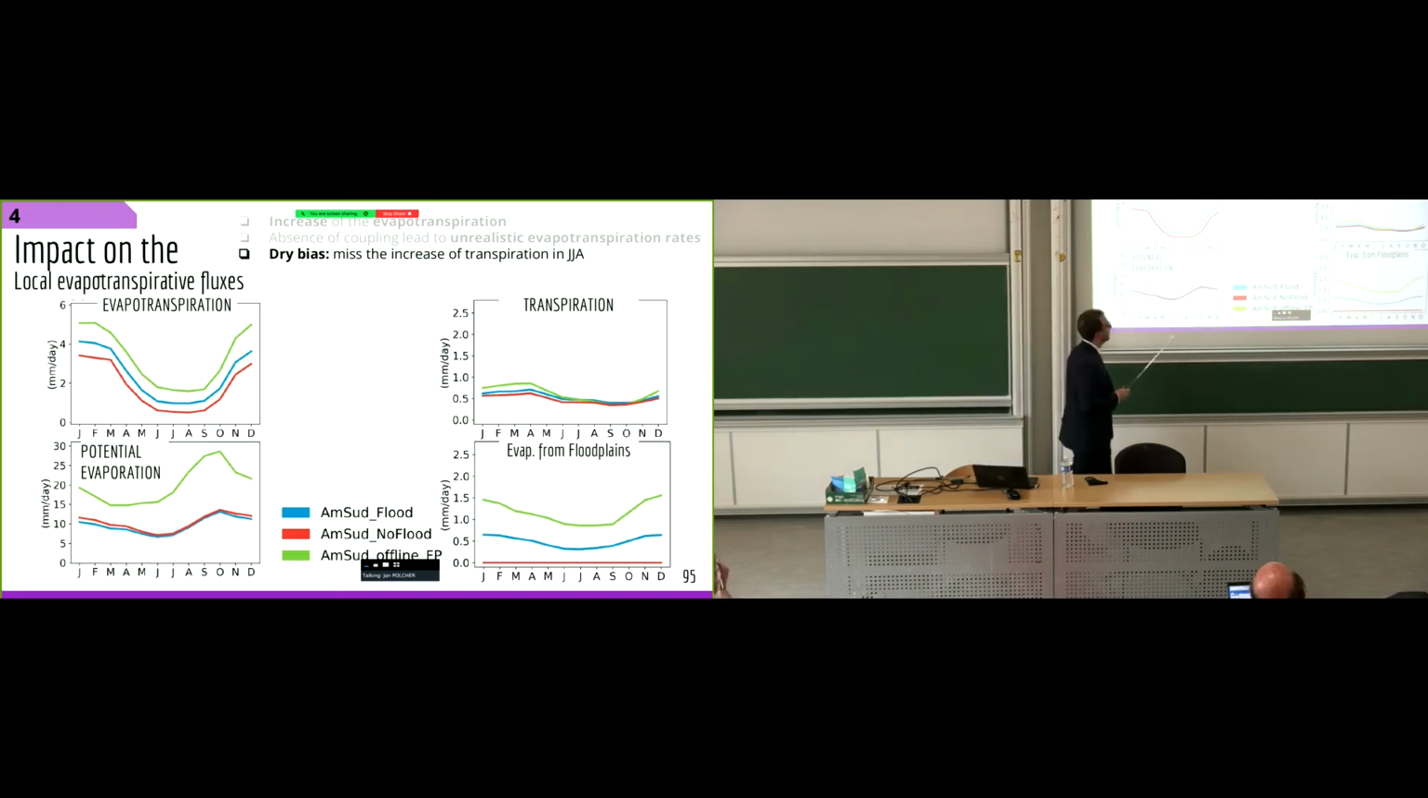This difference mainly comes from the direct evaporation from the floodplains, and in this case we don't have any impact, or very low impact, on the transpiration. This is because we are underestimating the precipitation, so the vegetation is not able to grow. So we cannot capture this effect on the transpiration.